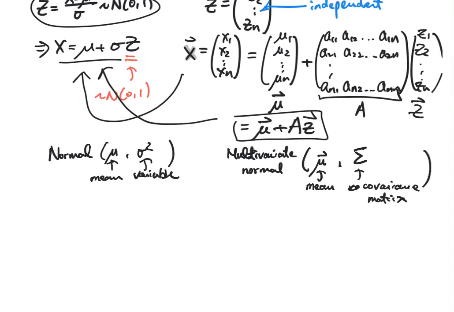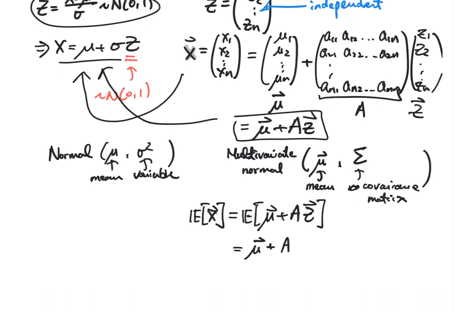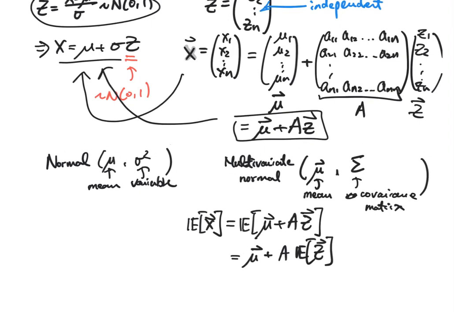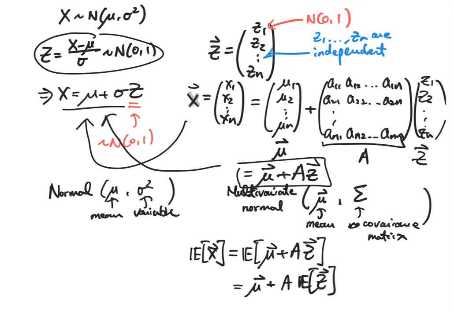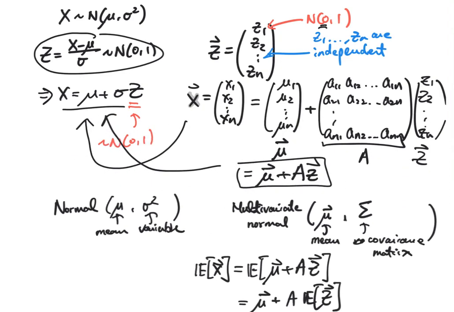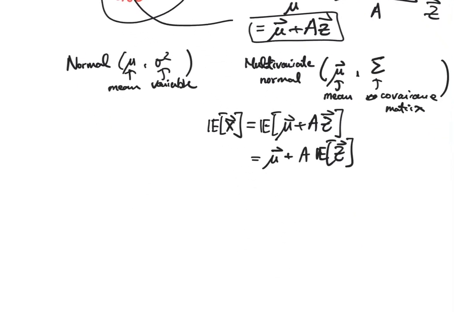To get this, it is not that difficult. Let's say you want to get the mean, which is your expected value. That will be equal to the expected value of mu plus AZ. According to the property of expected value, that will be equal to mu plus A times the expected value of Z. Remember Z represents the vector of standard normals, and the mean of all these Z is equal to 0. So that means the expected value of Z will be the zero vector, all these entries will be 0, so the expected value will be equal to mu.